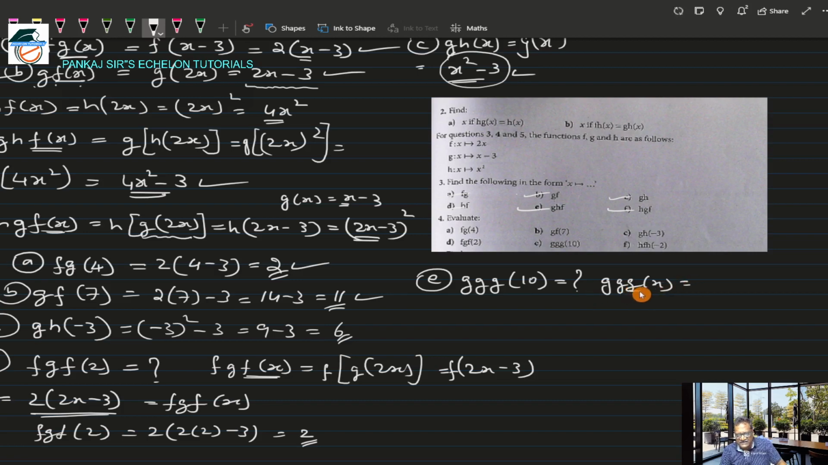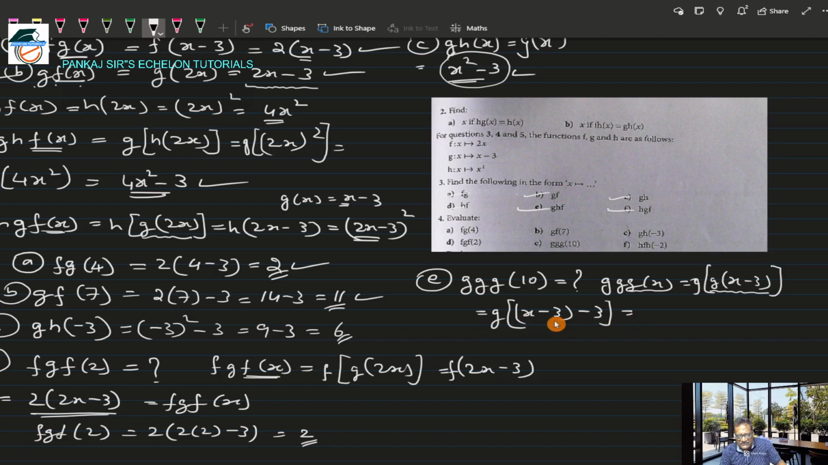First I'll start with the inner g of x. g of x is x minus 3. So it will be x minus 3, and then one more g. Now let us work out this g of x minus 3: in place of x, I'm going to put x minus 3 and then minus 2. This is my g of x, and outside you have one more g, so I'll put one more g over here. So still we are not over.